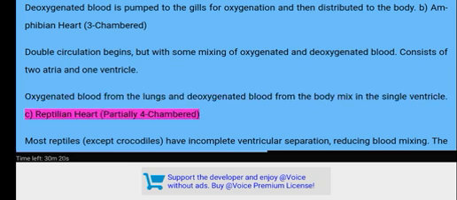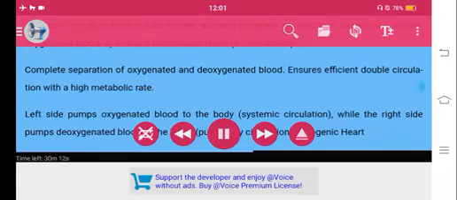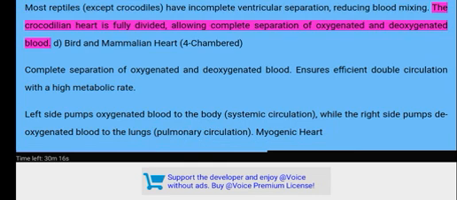C. Reptilian heart, partially 4-chambered. Most reptiles except crocodiles have incomplete ventricular separation, reducing blood mixing. The crocodilian heart is fully divided, allowing complete separation of oxygenated and deoxygenated blood.